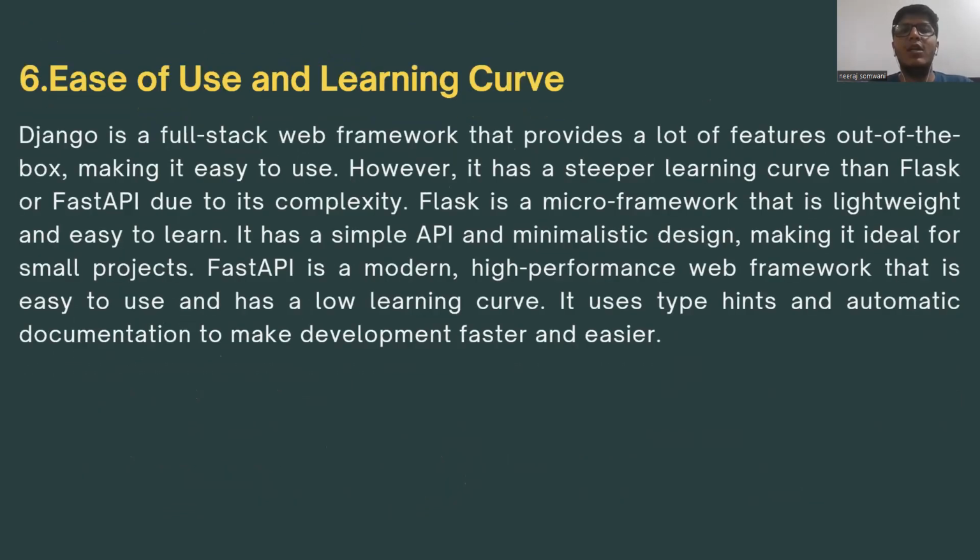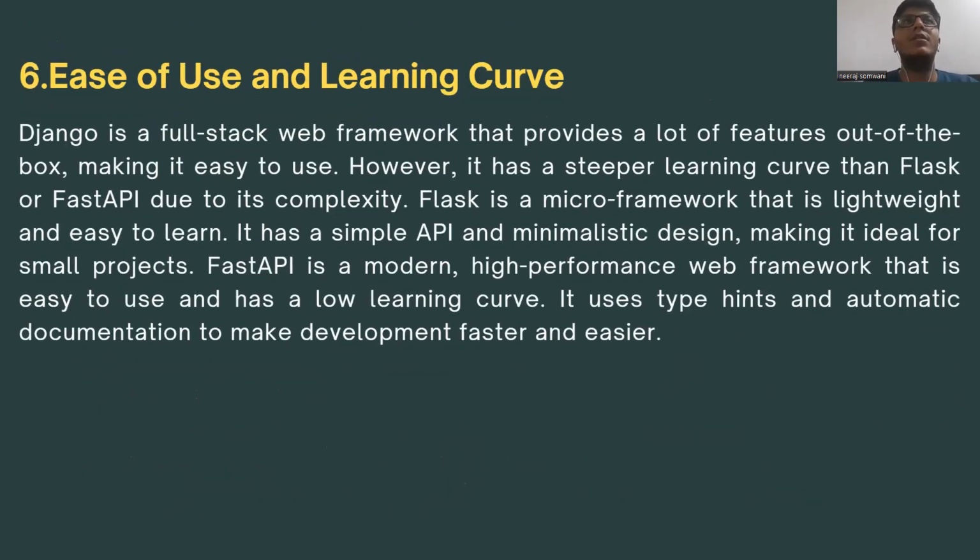So, ease of use and learning to code. All three of them are very useful, but Django is a little bit hard to learn because there are a lot of files and directories you have to explore, to know where we can store the files and how to use them. Flask and FastAPI are easy to use because they have a much less complex structure, are lightweight, and easy to learn.